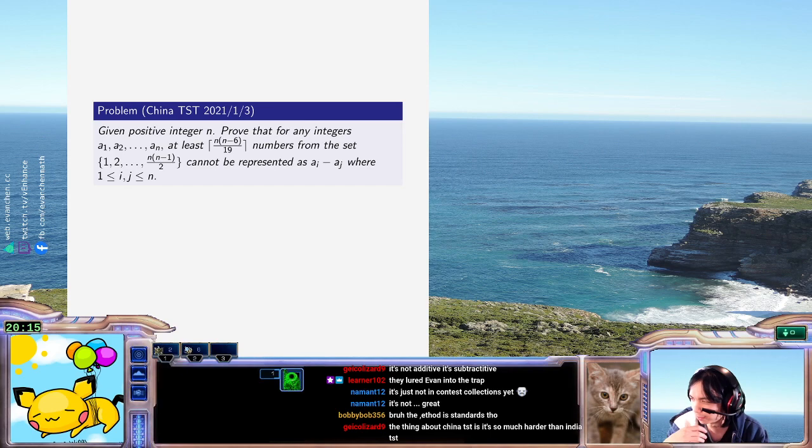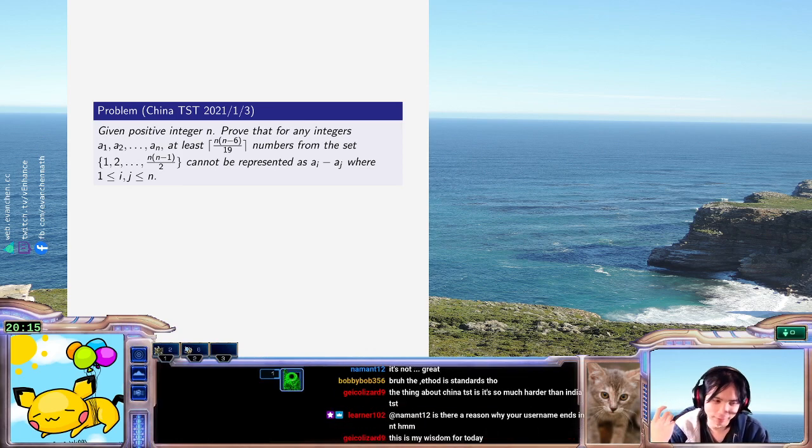I want to show that there's at least some number of things that can't be expressed as the difference of two of the integers. So n choose 2 is the number of differences. Can I just write n choose 2 here? N choose 2, I'll just say.